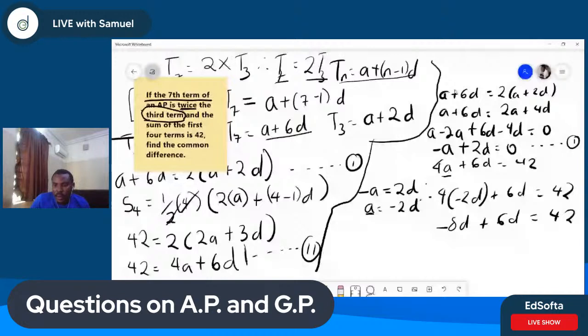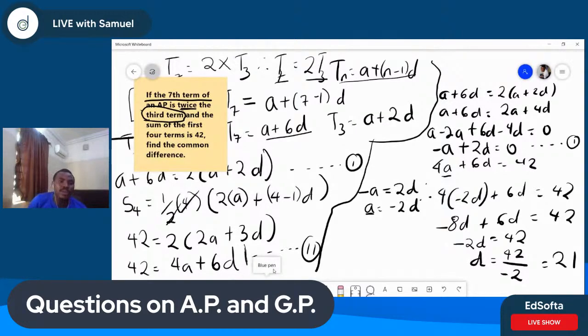What do we have? Minus 8D plus 6D, we have minus 2D is equals to 42. This means that our D is going to be 42 all over minus 2, which is equals to 21. Very, very simple. That's all. We're done.